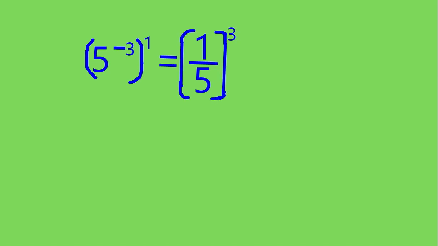The numerator 1 raised to the power of 3 equals 1. 5 raised to the power of 3 equals 125. We have 2 raised to the power of -3, and we want to change the exponent into a positive 1. We place 1 over the base and raise both numerator and denominator to the power of 3.